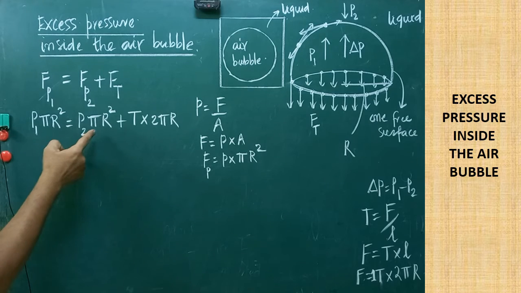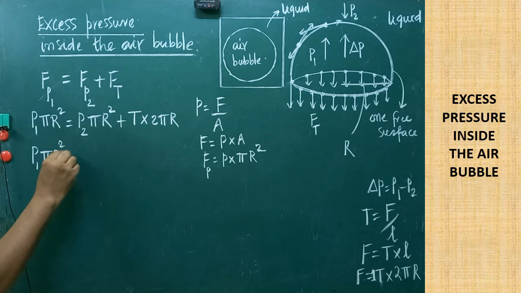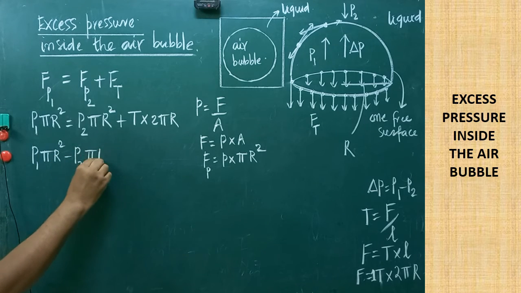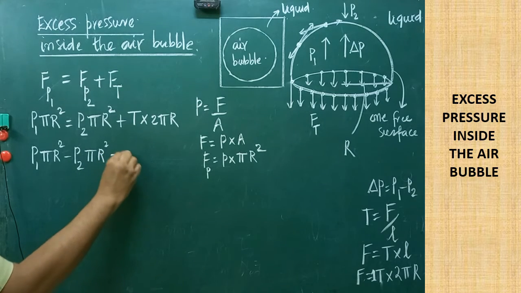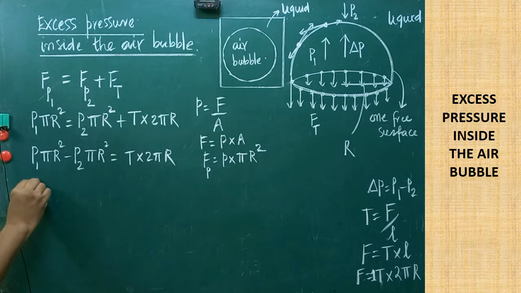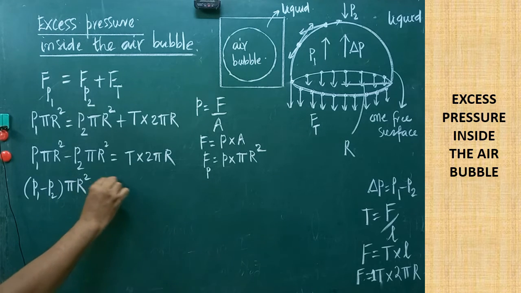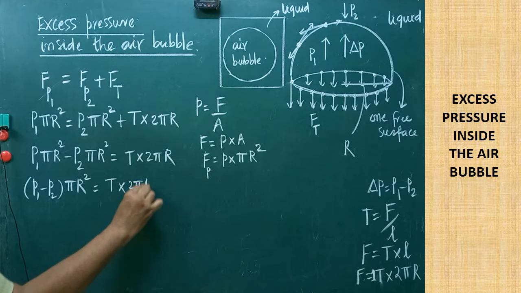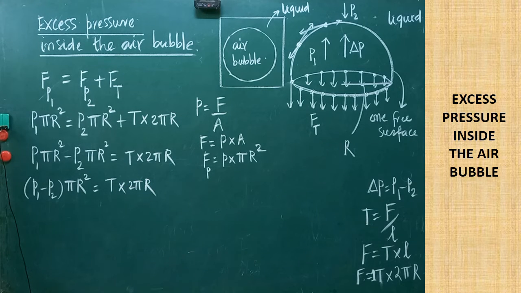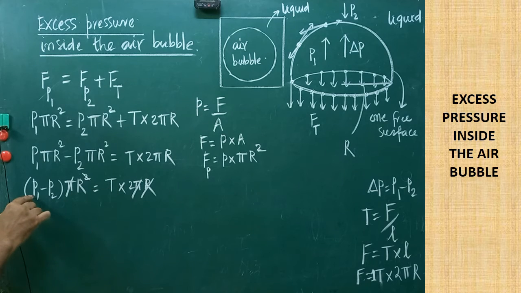Now what we have to do is bring this factor to this side: P1 pi r square minus P2 pi r square is equal to T into 2 pi r. Here P1 minus P2 can be written within the bracket. The common factor is pi r square, which is equal to T into 2 pi r. Any doubt in this? Now one r can be cancelled, pi can be cancelled. So what is the remaining thing? This is the expression, P1 minus P2.